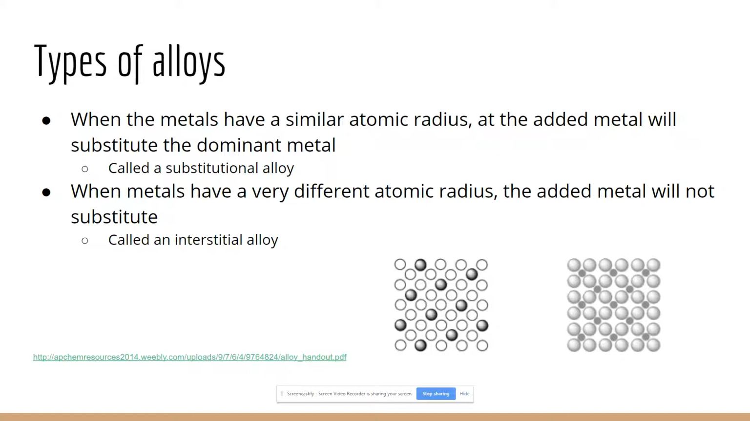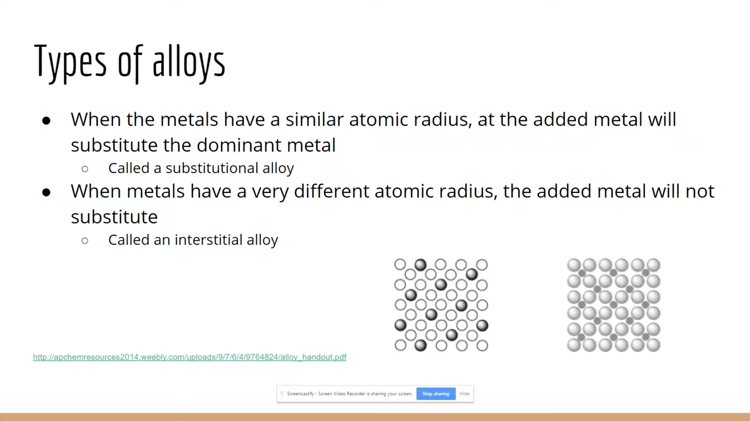So if you take a look at the picture on the left, those darker circles have just taken the place of a white circle, but the actual arrangement has not changed. This is called a substitutional alloy because one metal is substituting for another. Both of these types of alloys are going to result in things being a little bit harder, more difficult to break, and there are reasons for that that have to do with intermolecular forces.